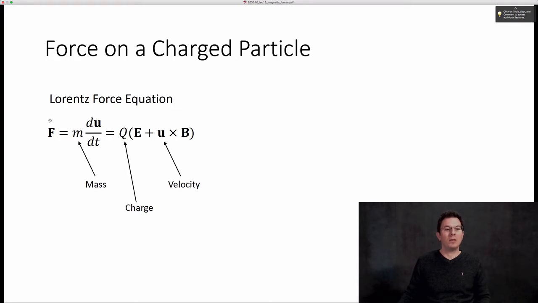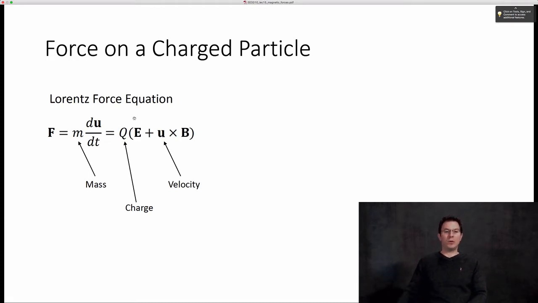So we can say force is, by Newton's second law, equal to the mass times the first derivative with respect to time of the velocity of the particle u. So force is equal to mass times acceleration here. And that force has a component due to the electric field, QE, and a component due to the magnetic field, Q times u, the velocity, crossed with B, the magnetic flux density, which is essentially the magnetic field.